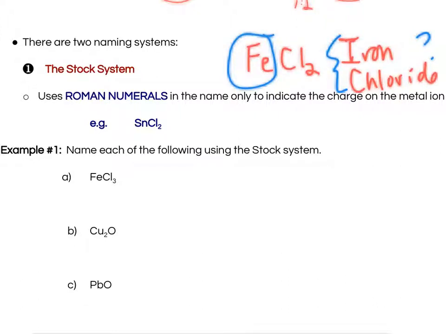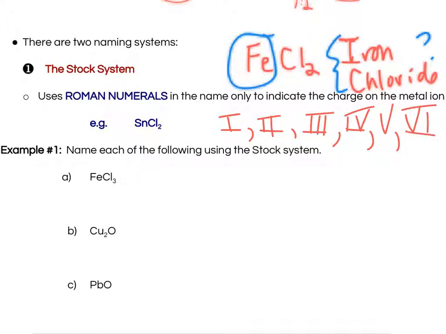So in one possibility, what you can do is use Roman numerals. So Roman numerals in the name will tell the reader what the charge is on the metal ion. So just let's do a quick review of Roman numerals. So Roman numerals, we have 1, 2, 3, 4, and the little bars on the top and bottom are kind of optional. 5, 6, and that's probably about as far as we'll go this year in this course.